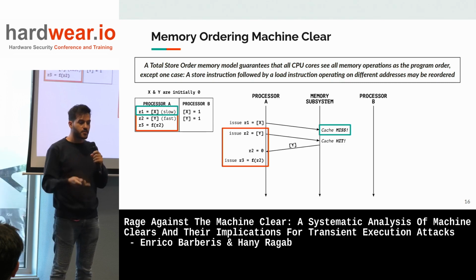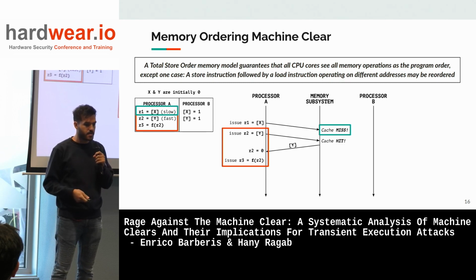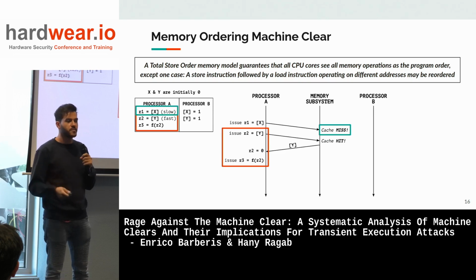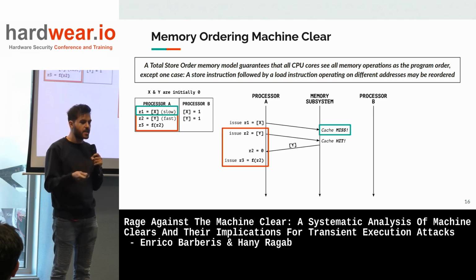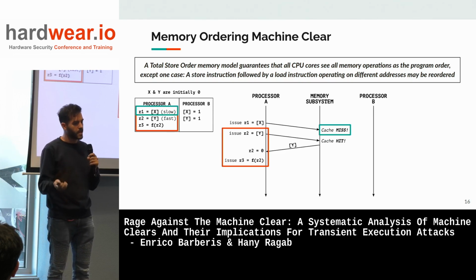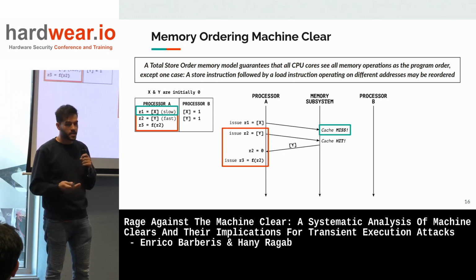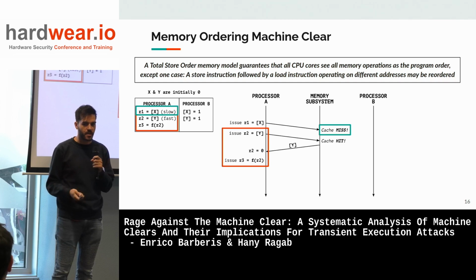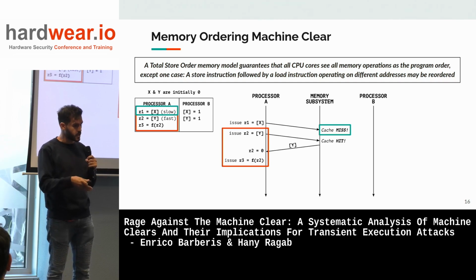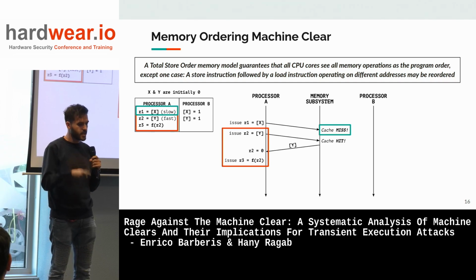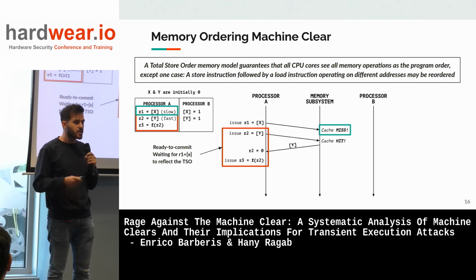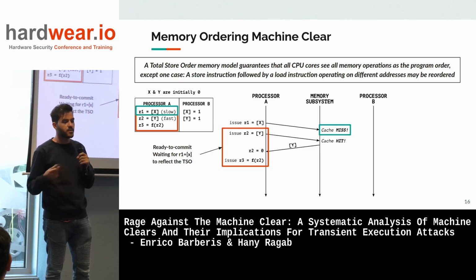Over time, let's assume that the first load in processor A is slow. There is a cache miss. It needs to fetch that data at address X from the DRAM. Again, that takes time. Processor A, though, does not want to wait until we actually fetch the data from DRAM. So what it will do internally is execute out of order the second load on address Y and all dependent instructions, and it will keep them in a state that is called ready to commit.